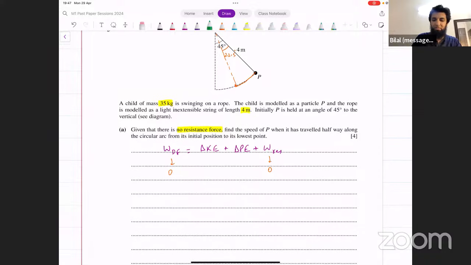So let's call this point A, where the particle started from, and let's call this point B. The total energy at A and the total energy at B are supposed to be equal to each other. So we can just equate the two. We can say kinetic energy plus the potential energy at the point A should equal the kinetic energy plus the potential energy at the point B, right?